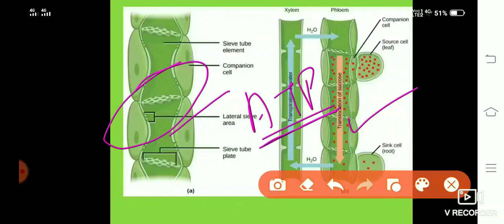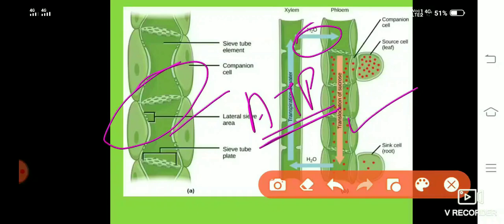Water enters along with the food by the process of osmosis. So water molecules will also enter into it by the process of osmosis. You all know very well what is osmosis: movement of molecules from a higher concentration to a lower concentration. Now, after it moves, what is the next step?